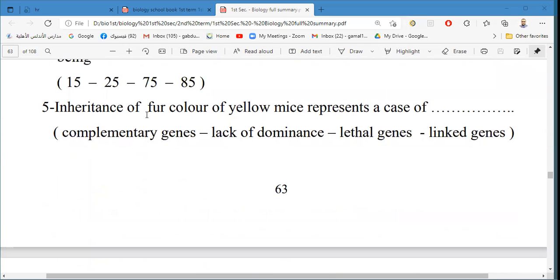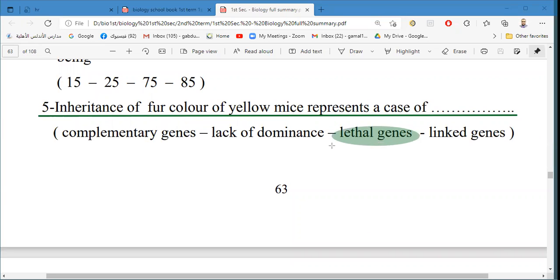Let's go to number 5, ya Salma. The inheritance of fur color of yellow mice represents a case of complementary genes, lack of dominance, lethal genes, linked genes. You remember the yellow color of the mice? Salma, are you with me? Complementary or lack of dominance or lethal genes? And the yellow color, if it is pure, it causes the death of the mice. If the two genes of the yellow color are found in dominant state, they cause the death of the mouse. This is one type of lethal genes, okay? Lethal genes.